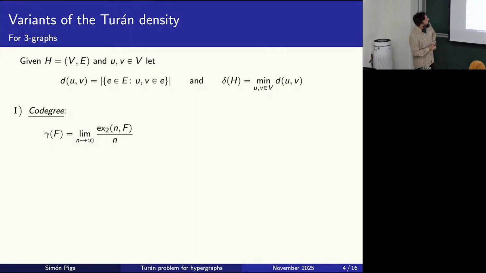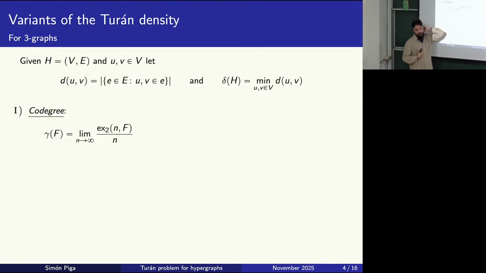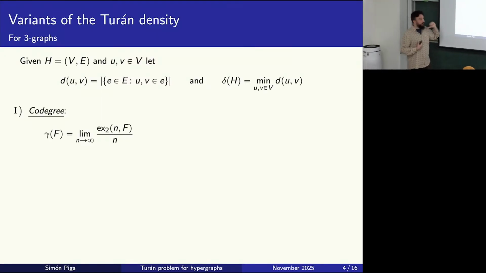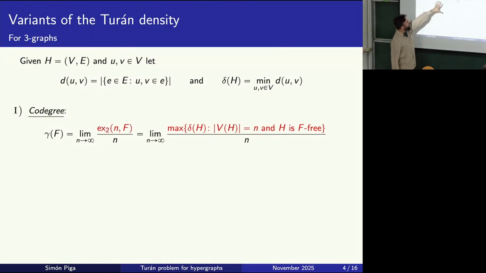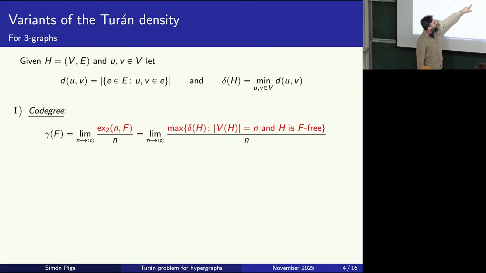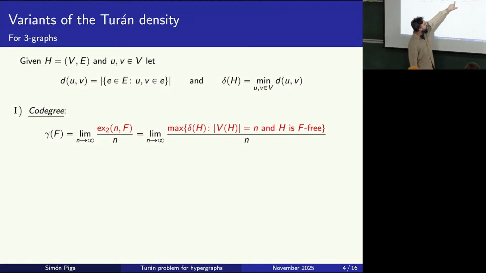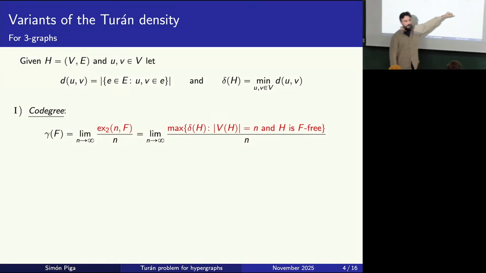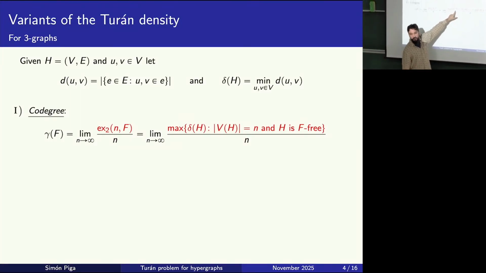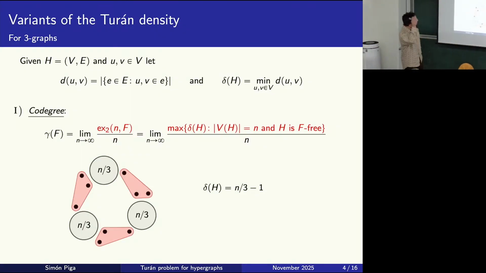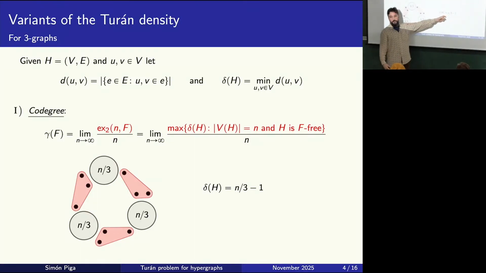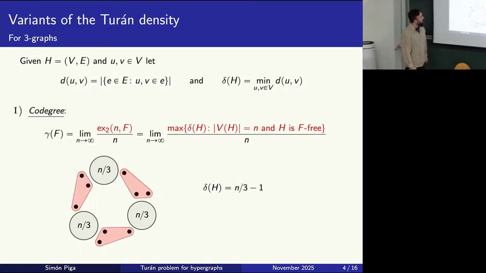Right? So the first variation that one can consider is the codegree Turán density, which is very similar to the previous one. So you take the extremal number, but now the extremal number is the maximum possible minimum codegree that you can have without containing a copy of it. So here, before it was just the number of edges, now it is the minimum codegree. Just as an example, this construction has minimum codegree n/3 minus 1. Right? We just discussed this.